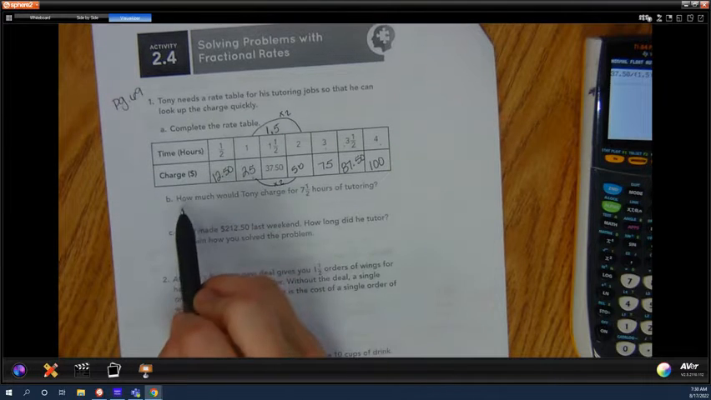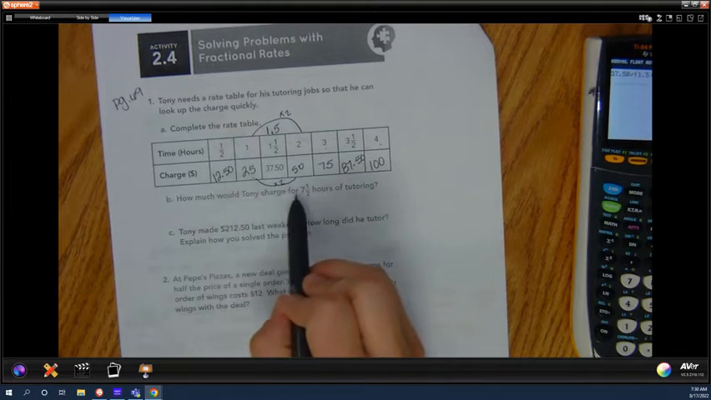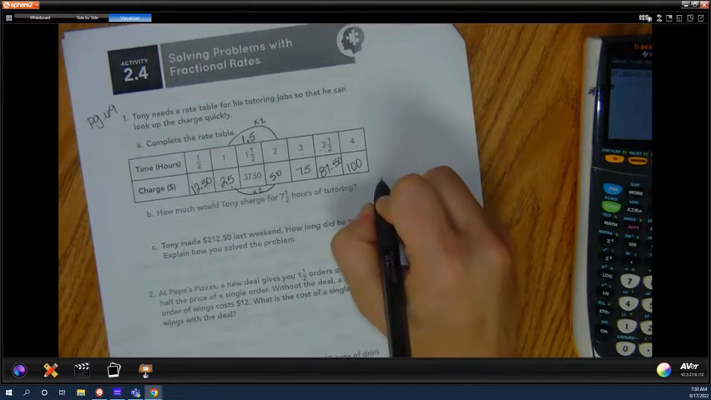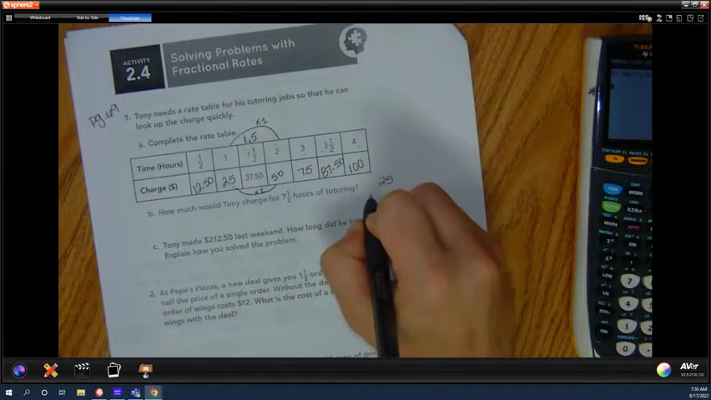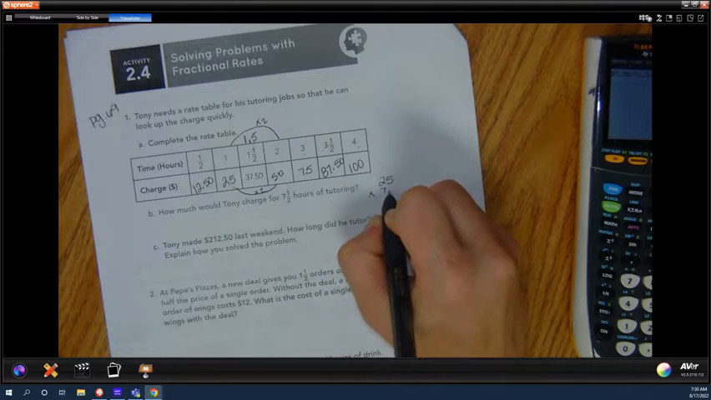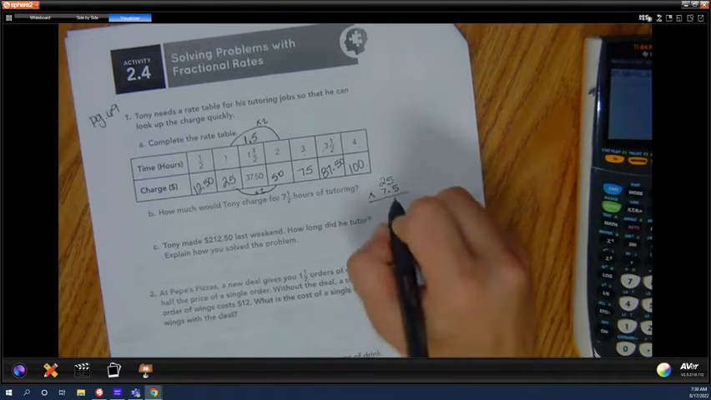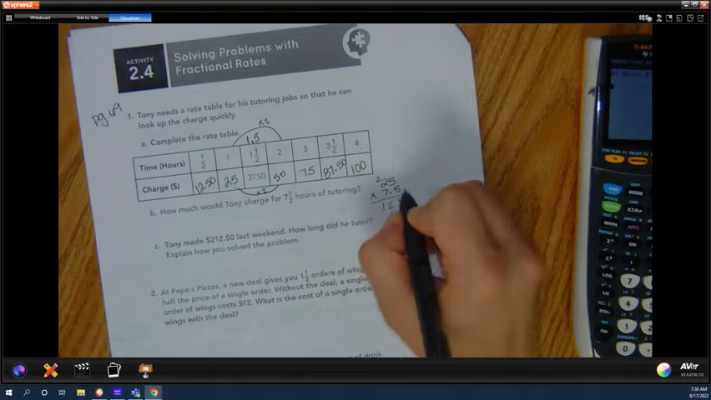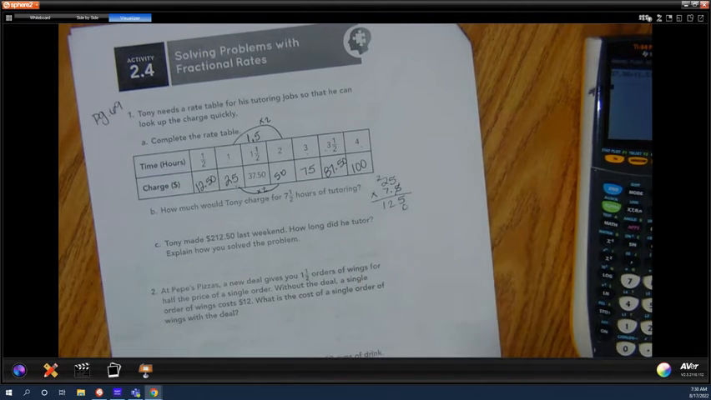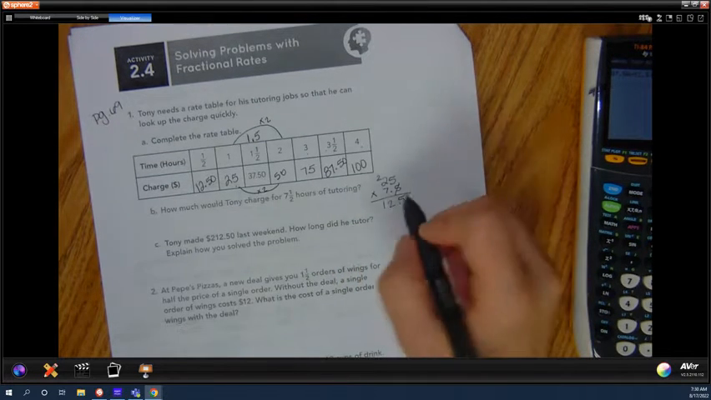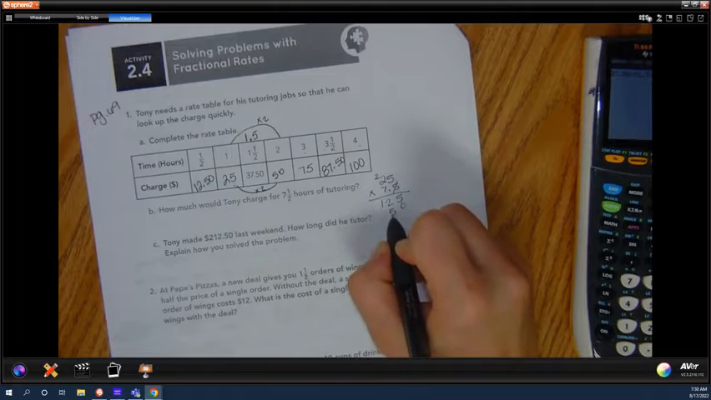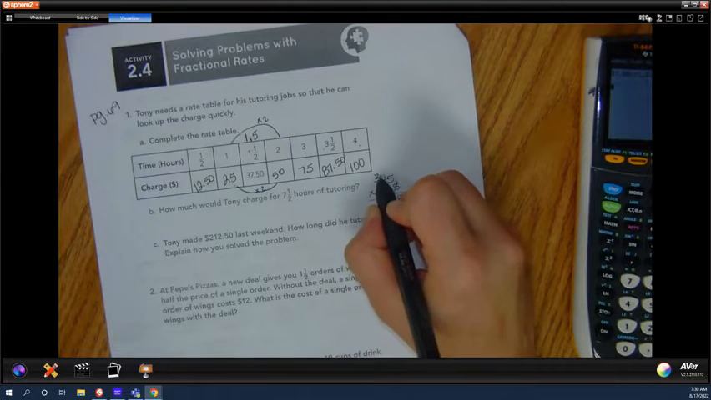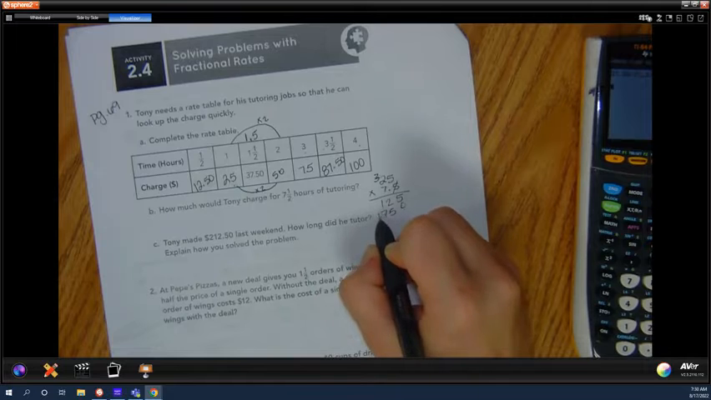All right. So how much would Tony earn for 7.5 hours of tutoring? Well, there's many different ways I can do this, but let's do 7.5 times 25. 5 times 5 is 25. 5 times 2 is 10, plus 2 more is 12. All right, done with the 5. I have my placeholder 0. 7 times 5 is 35. 7 times 2 is 14, plus 3, 15, 16, 17.